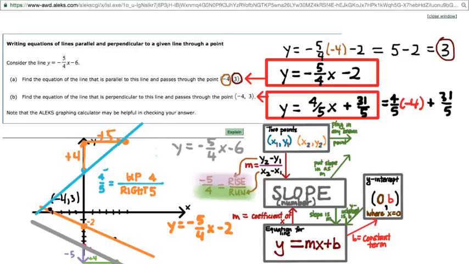Multiplying a fraction by a whole number, we'll put a denominator of 1 underneath it and then multiply across. That'll give me negative 16 over 5 plus 31 over 5, which already has a common denominator, so if we add it across, 31 minus 16 is 15, and 15 over 5 is 3. So as advertised, when the value of x is negative 4, the value of y that we get is 3. So it passes through the point we need it to pass through. Its slope is the opposite reciprocal of the original, and so it must therefore be perpendicular.